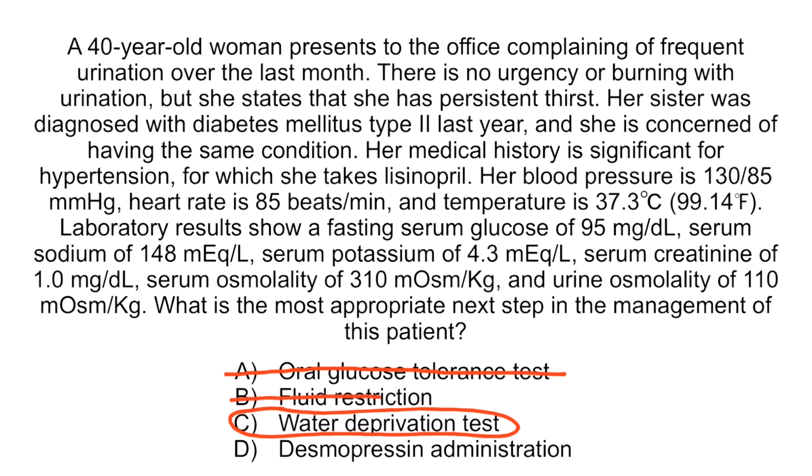Choice B, fluid restriction, can be considered after confirming a diagnosis of primary polydipsia. Choice D, desmopressin administration, is performed to differentiate between central diabetes insipidus and nephrogenic diabetes insipidus. This is usually done after confirming the diagnosis of diabetes insipidus. So again, the correct answer is C, a water deprivation test. And that concludes this section.